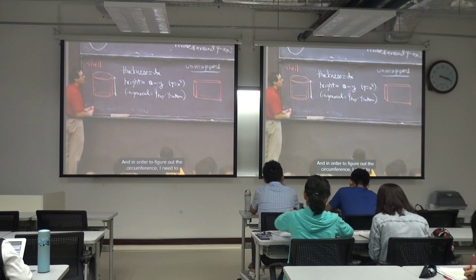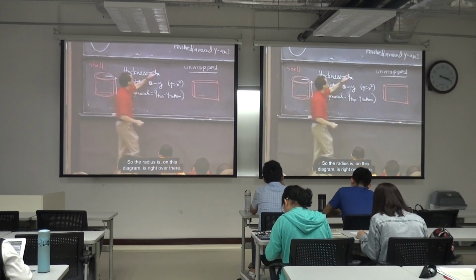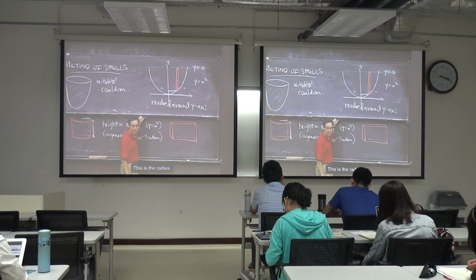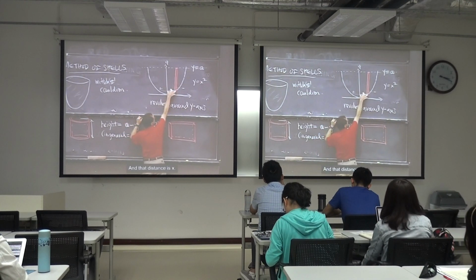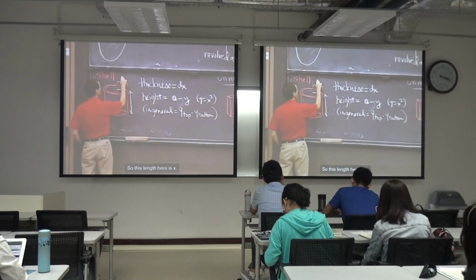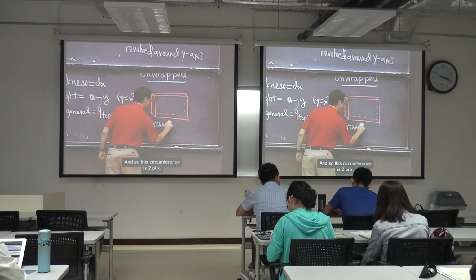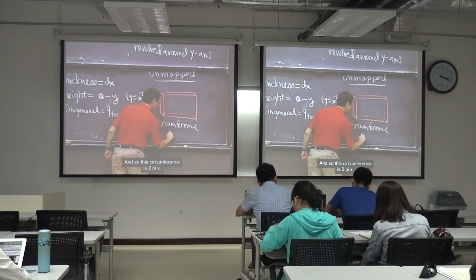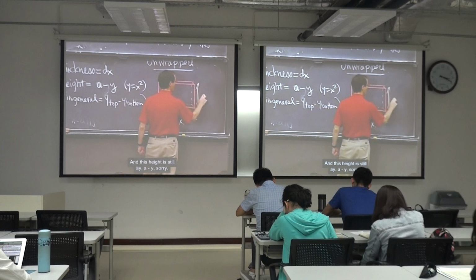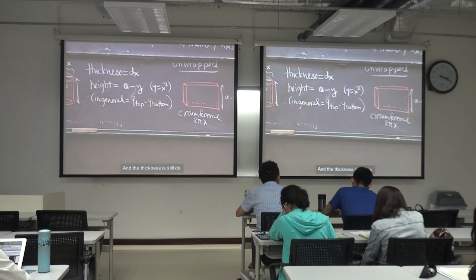And in order to figure out the circumference, I need to figure out the radius. So the radius, on this diagram, is right over there. This is the radius. And that distance is x. So this length here is x, and so this circumference is 2 pi x. And this height is still a minus y, sorry. And the thickness is still dx.